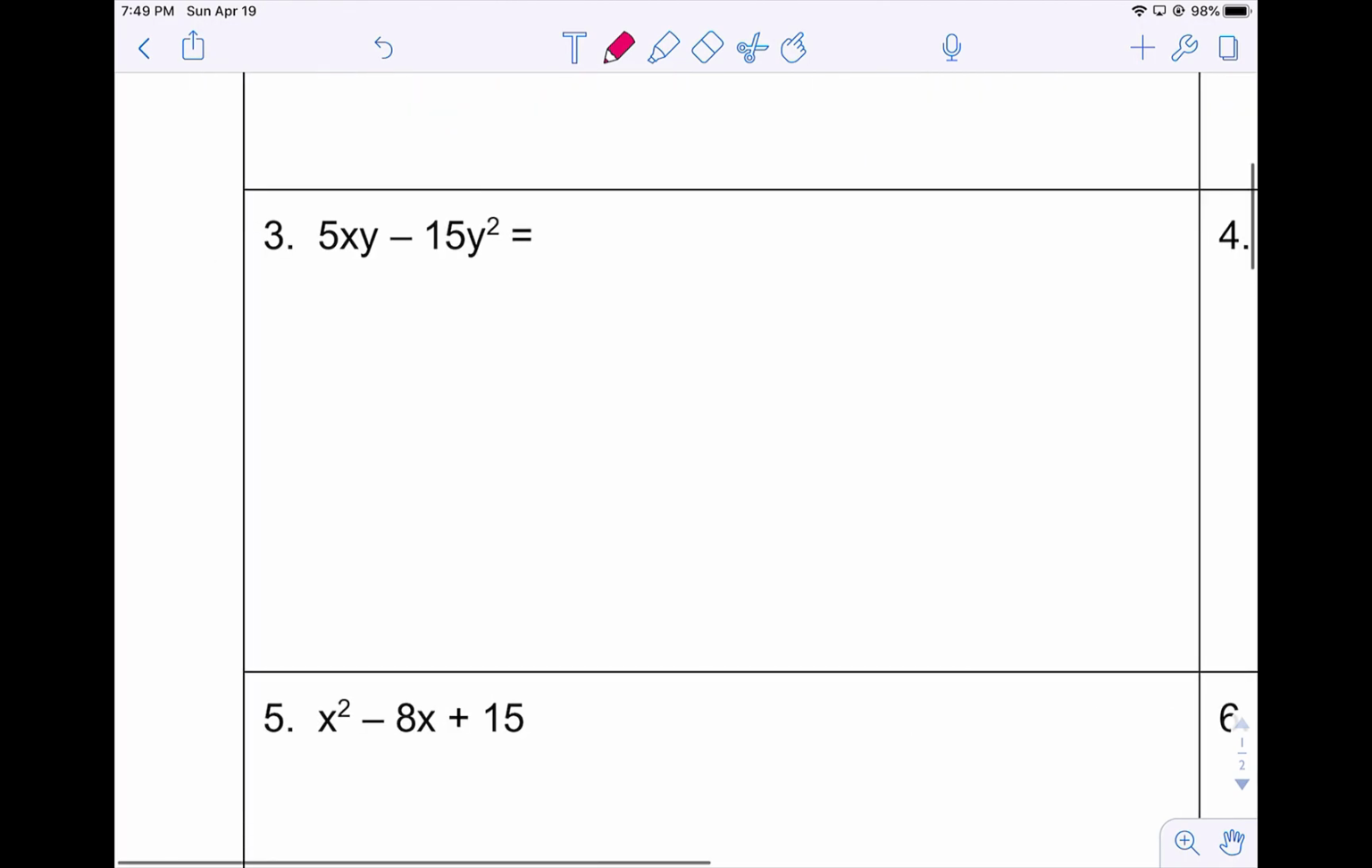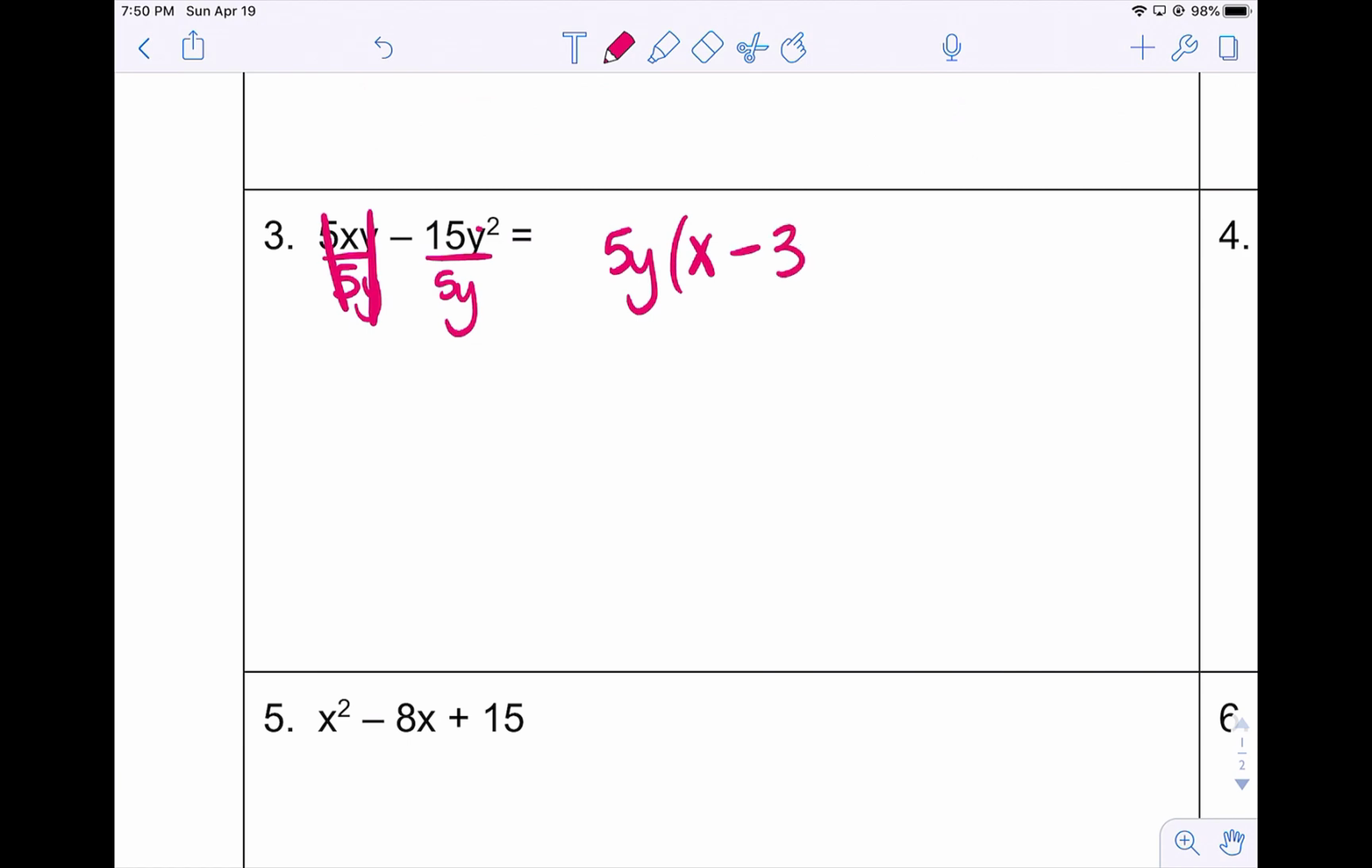For number 3, these are both divisible by 5y, so there's a GCF. Remember, whenever you take out a GCF, you put it in front of your expression, and then you divide it out. Whatever's left stays in parentheses. Negative 15 divided by 5 is negative 3, and of my y's, one of them will cancel, so I will have 1 left.